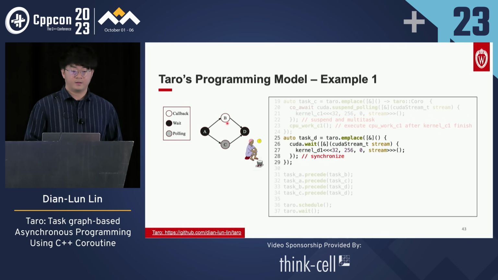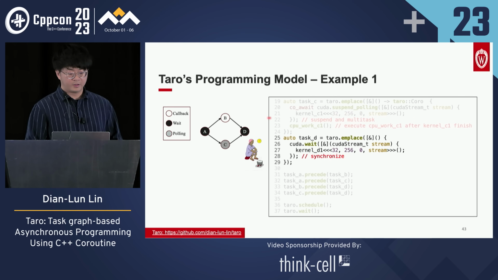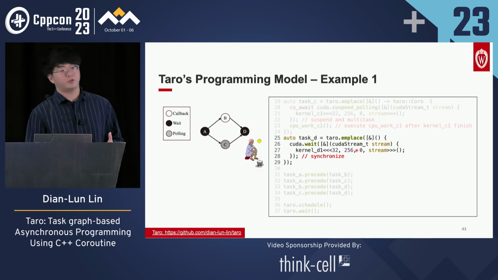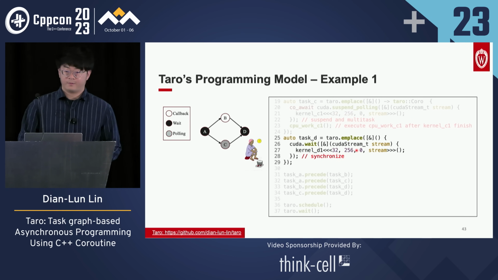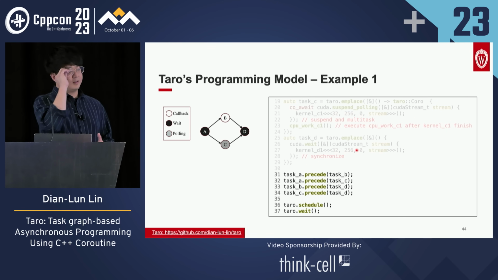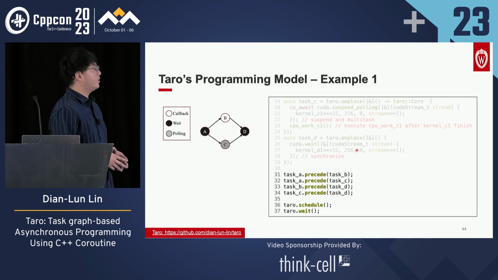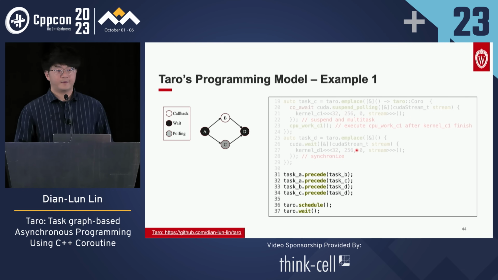Task D is a wait task. Again, call the wait function, and inside this wait function, I offload the GPU kernels, and you need to wait until this offloaded GPU kernel finishes. Finally, I define the dependencies and schedule it and wait until all the tasks are finished.